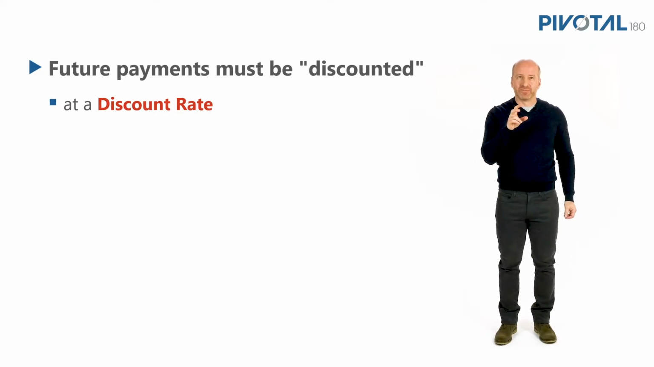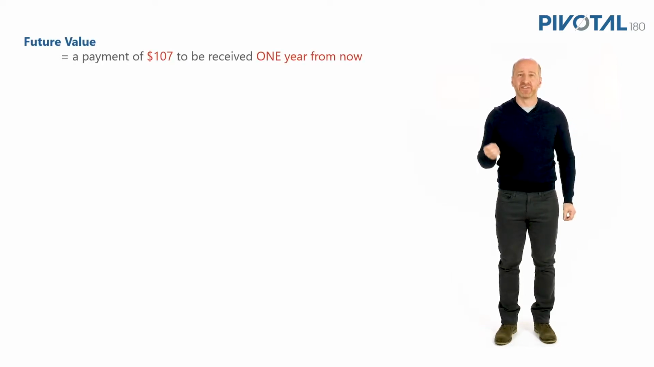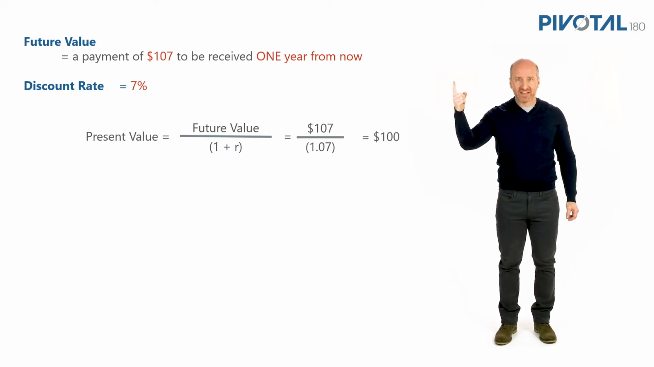So let's take an example. Let's have a future value where there's a payment of $107 that's going to be received 1 year from now. And for that investor, assume the discount rate is 7%. So how would I calculate the present value, the value in today's terms? I would simply take that future value, which is $107, and divide it by 1 plus the discount rate, or 1 plus R, which is simply 1.07, and that would be worth $100 to me today. So 107 1 year into the future is worth 100 to me today.